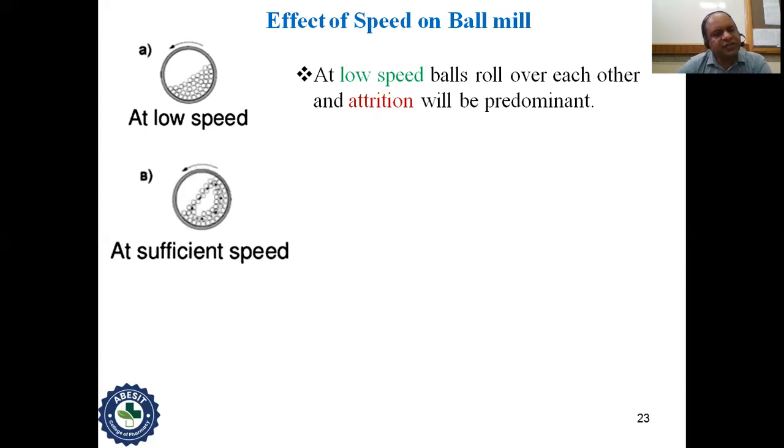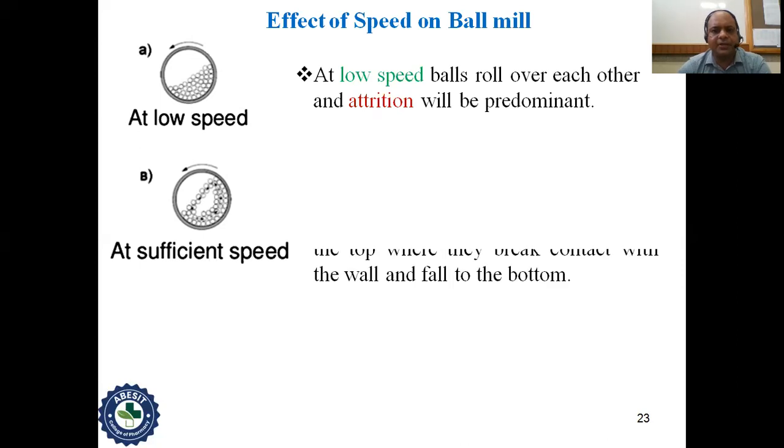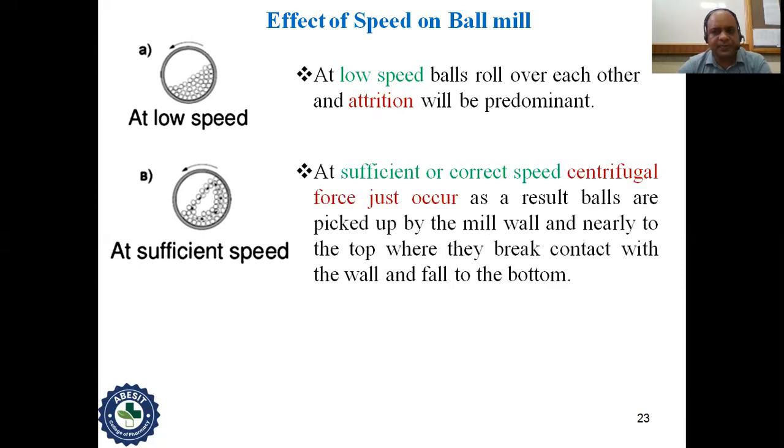But at sufficient speed or moderate speed, correct speed, centrifugal force occurs. Due to the centrifugal force, the balls are picked up by the mill wall nearly to the top, where they break contact with the wall and fall to the bottom.